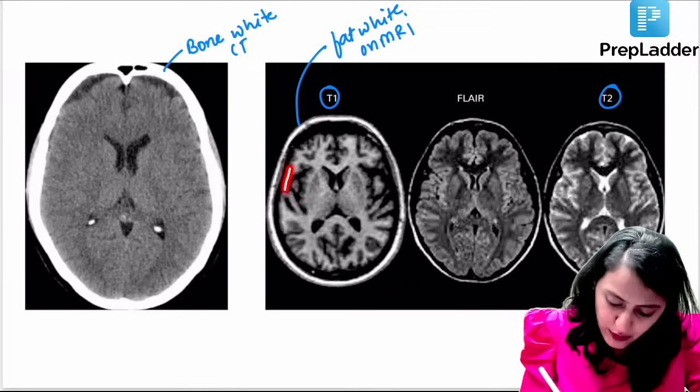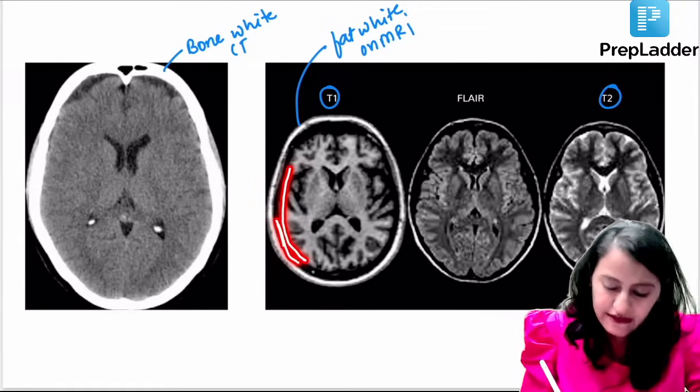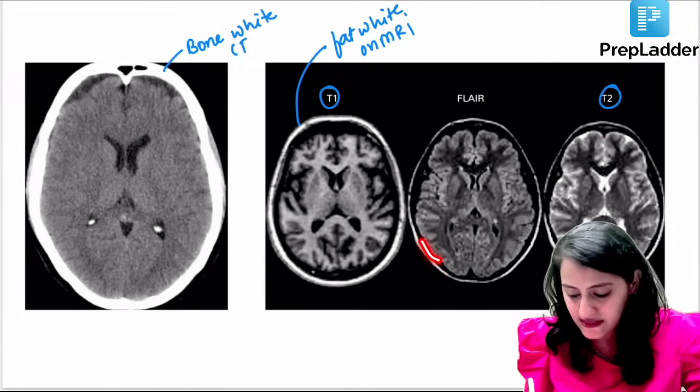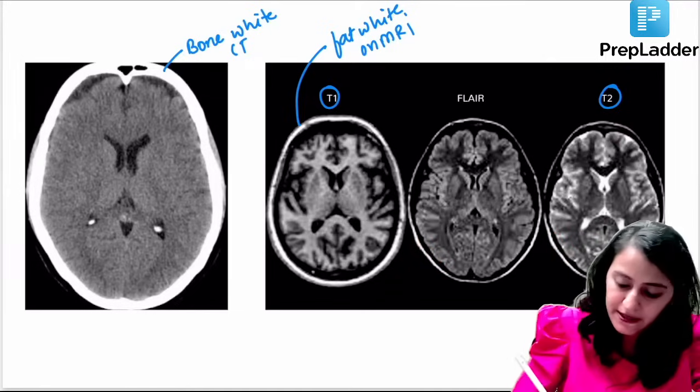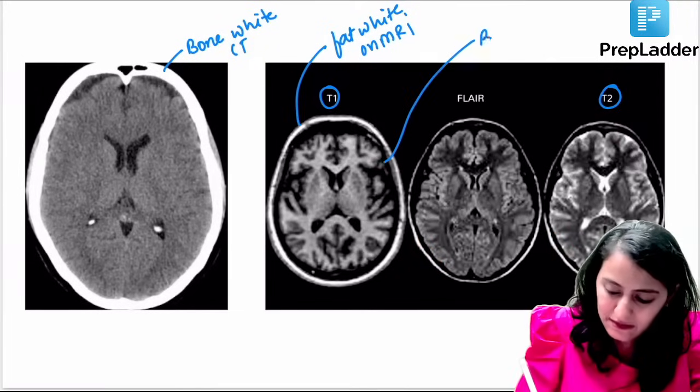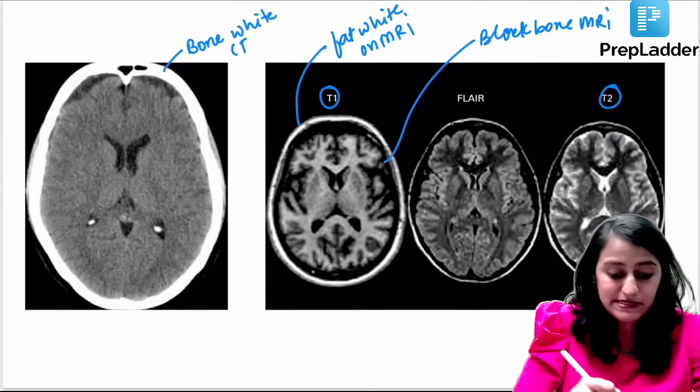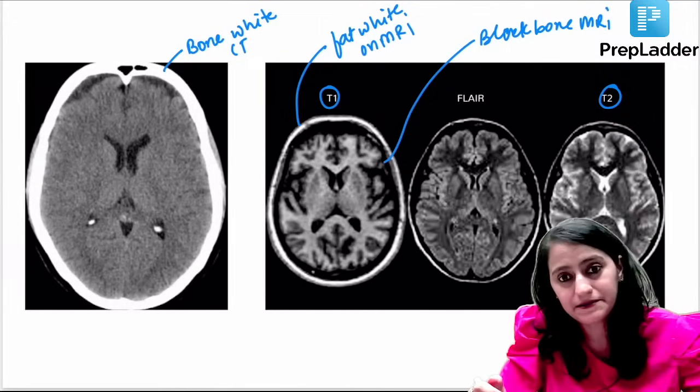Where do you look for bone? Just outside the brain outline. If you are seeing a black line just outside the brain parenchyma, that's the bone there. So that is the black bone, and that is why this is going to be MRI. Never make this mistake in the exam. It's going to be a blunder.